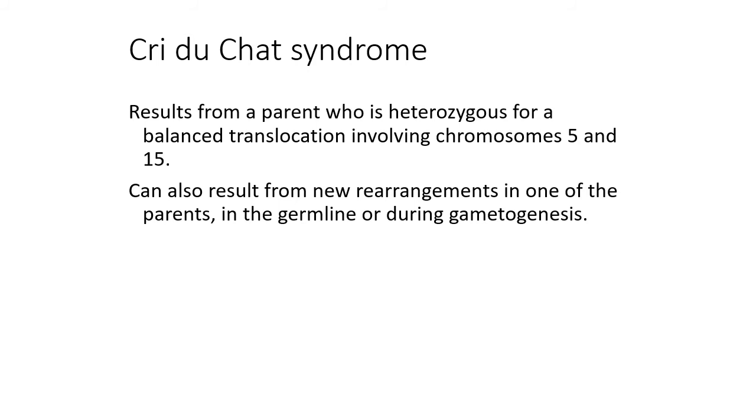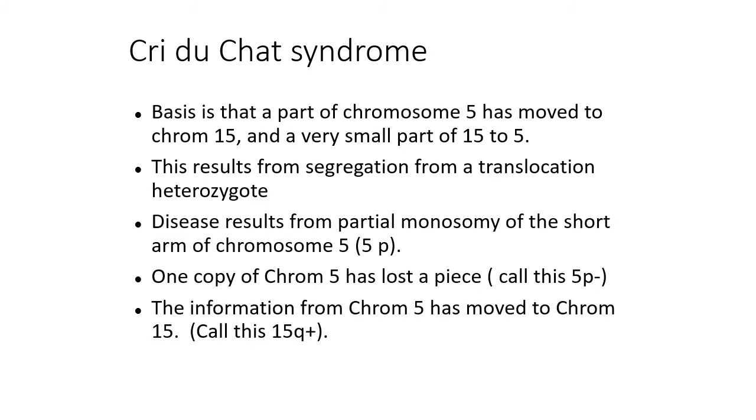Okay. Cri-du-chat syndrome is another example. It's not the result of a Robertsonian translocation, but rather a reciprocal translocation involving chromosomes 5 and 15. Now, this can be inherited, but it can also result from new rearrangements in one of the parents. Okay, so the basis of this is that part of chromosome 5 has moved to chromosome 15, and a very small part of 15 has moved to 5. So this creates a situation where you've got a translocation heterozygote, and you end up with disease depending, again, on segregation of those chromosomes during meiosis.